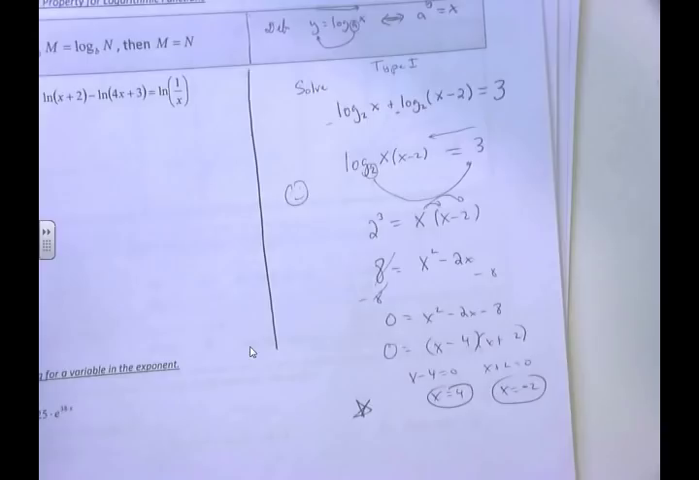We also had log properties. These log properties keep haunting you. One of the log properties was this, about the domain. You can only take the log of positive numbers. You can't take the log of 0, and you can't take the log of a negative number.